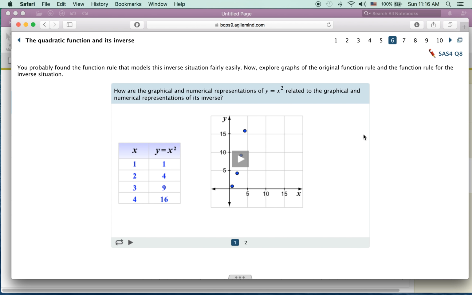Okay, so that should be enough information to go ahead and work on your student activity sheet. Today you don't have to complete all of it. I'll let you know what problem to stop at.